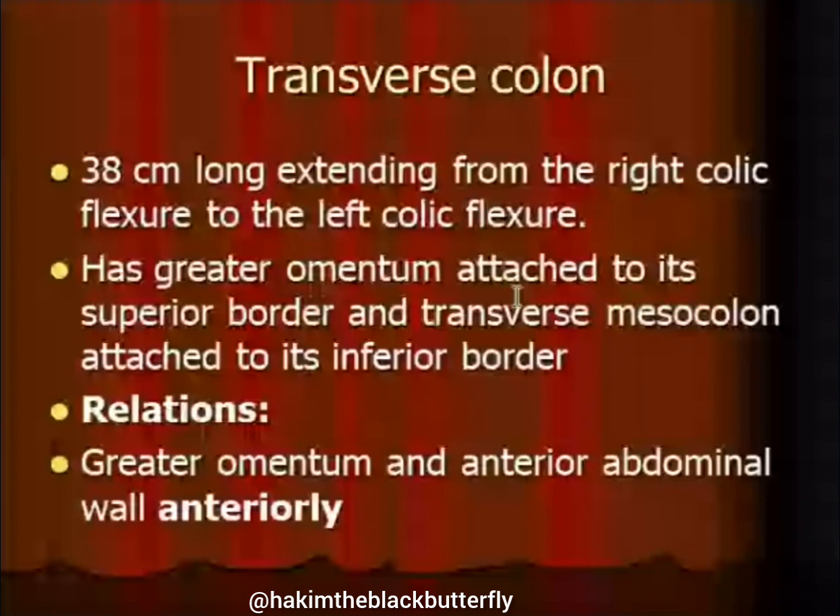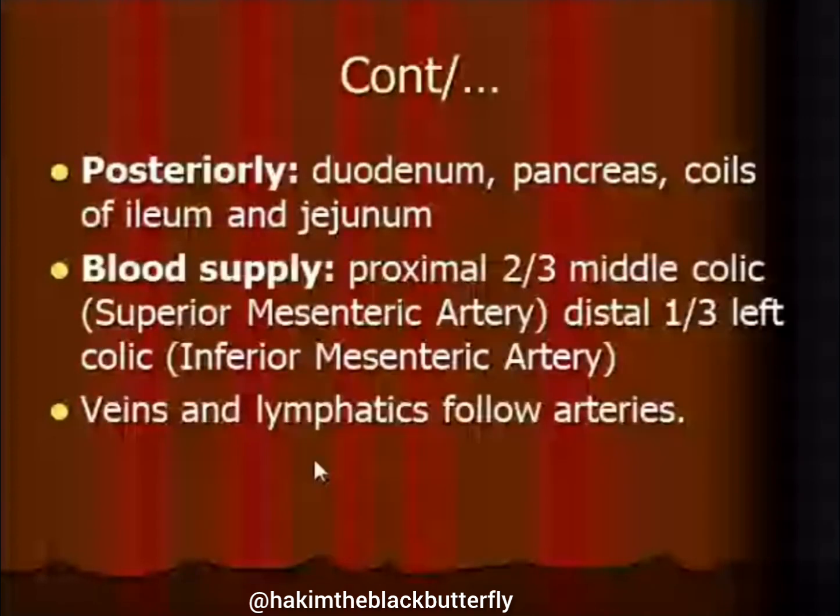This transverse colon has a mesentery known as the transverse mesocolon. It is this transverse mesocolon which fuses with the greater omentum anteriorly, so that the transverse colon is hidden posterior to the greater omentum and you cannot see it. And posterior to the transverse colon, you have the duodenum. You remember the duodenum? The first part of the duodenum, we saw that anterior to it is the transverse colon. So posterior to the transverse colon, you have the duodenum, the pancreas, the coils of the ileum, and the jejunum. All these are lying posterior to it.